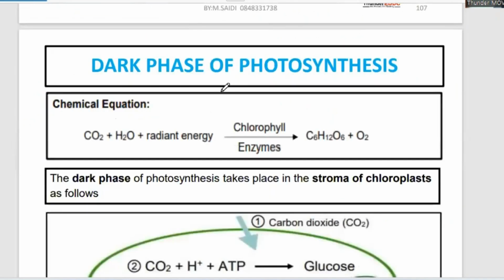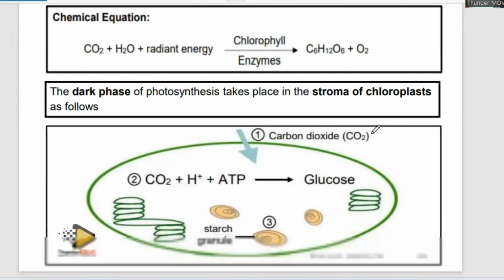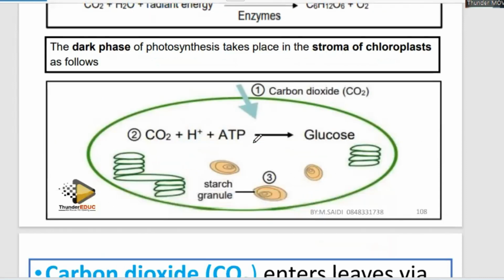Then the last phase is the dark phase. So that was the light phase. What we have seen is that inorganic phosphate combined with ADP to form ATP. ATP will enter the dark phase. And also the energized hydrogen will combine with NADP to form NADPH, and then they also enter the dark phase. So this is what is happening.